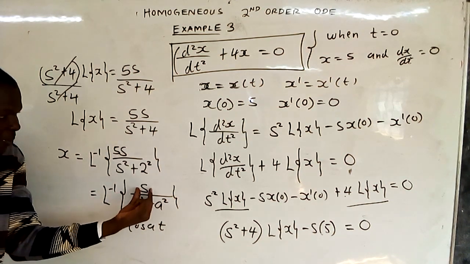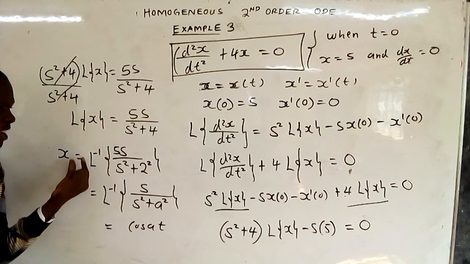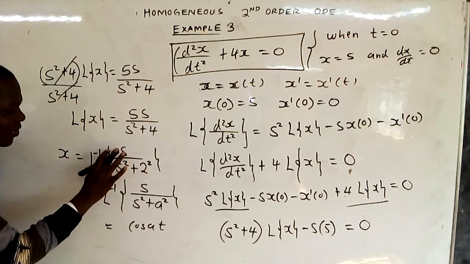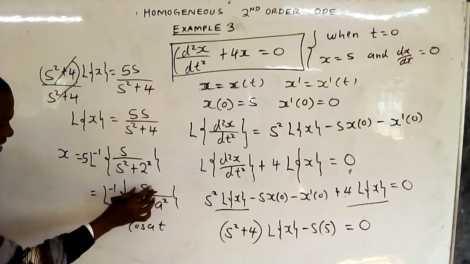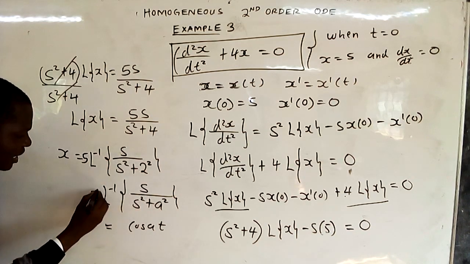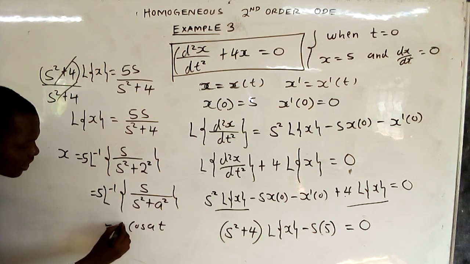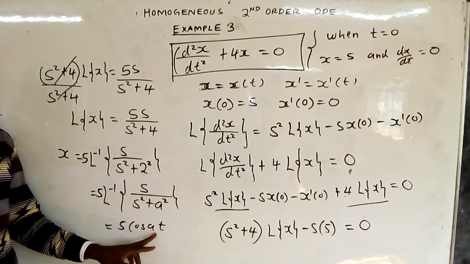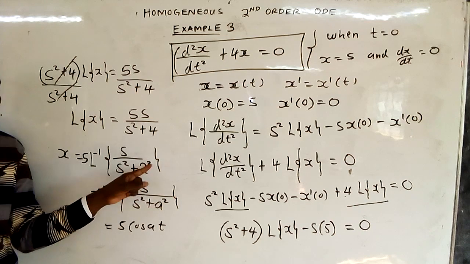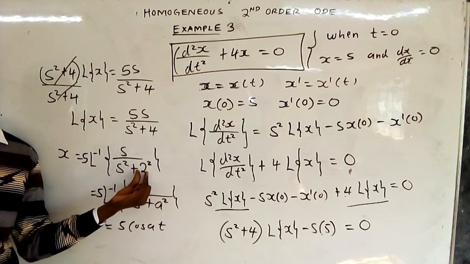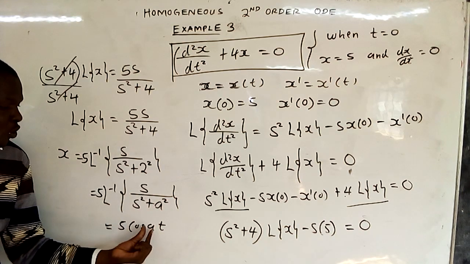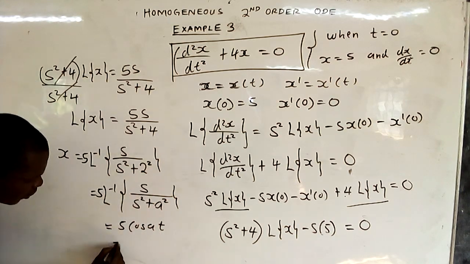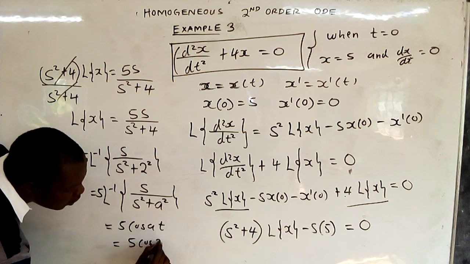So it means in the numerator we must remove this 5 outside. 5 is a constant, so this constant 5 goes outside. Are you seeing that? So you are going to have 5 cos at, where a squared is, so what is your a squared? A is 2. Are you seeing that? A is 2. So it is 5 cos 2t. So in the end, you get 5 cos 2t.